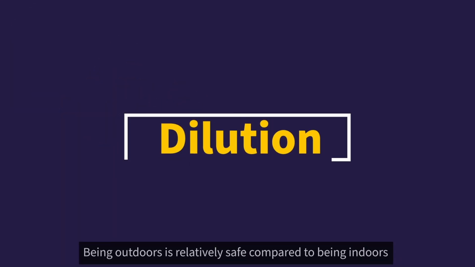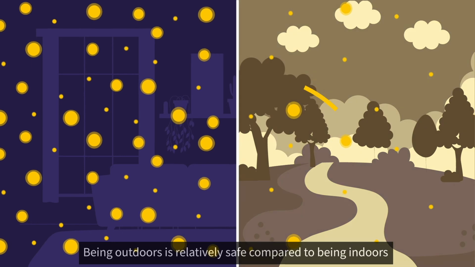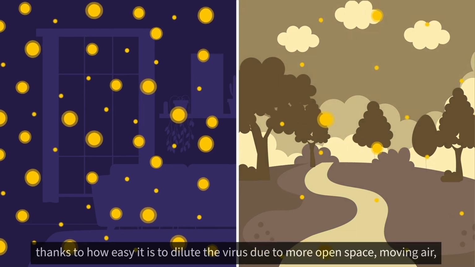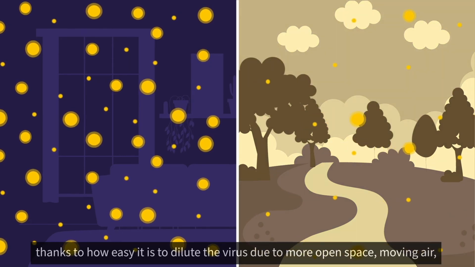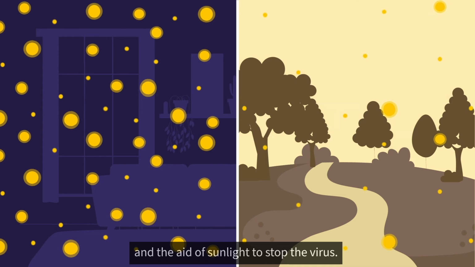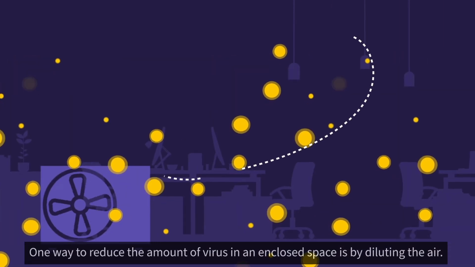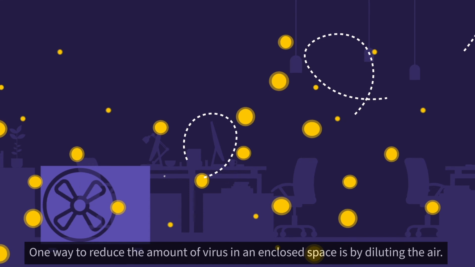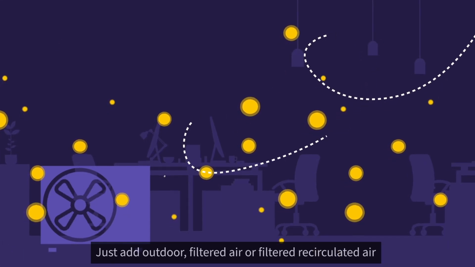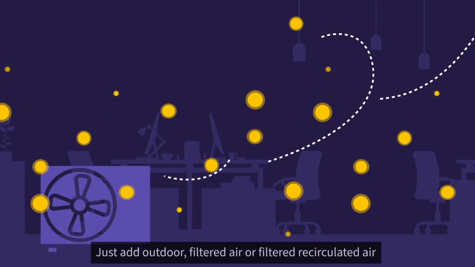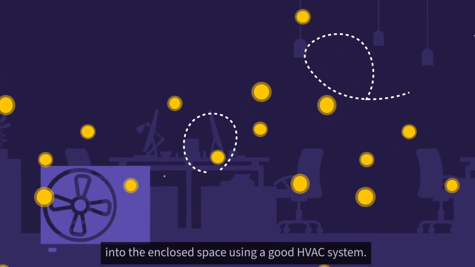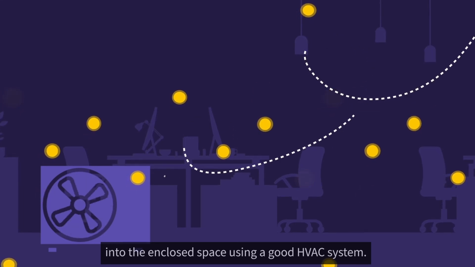Being outdoors is relatively safe compared to being indoors, thanks to how easy it is to dilute the virus due to more open space, moving air, and the aid of sunlight to stop the virus. One way to reduce the amount of virus in an enclosed space is by diluting the air. Just add outdoor, filtered air or filtered recirculated air into the enclosed space using a good HVAC system.